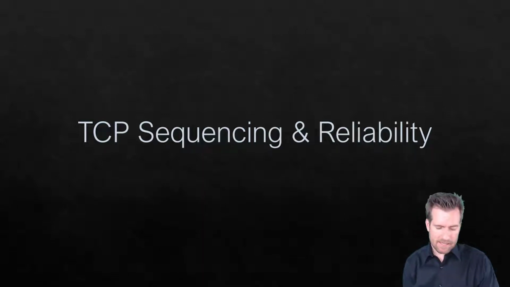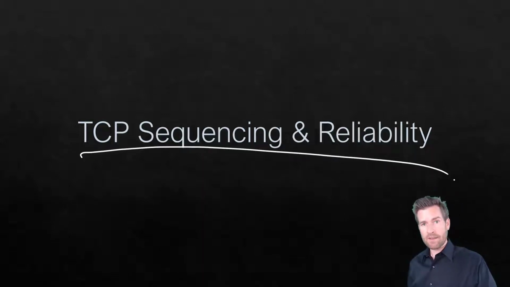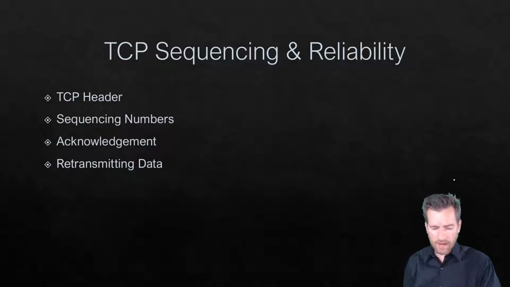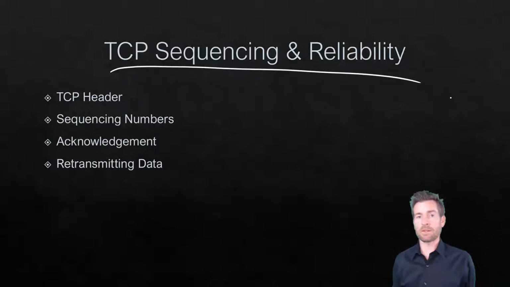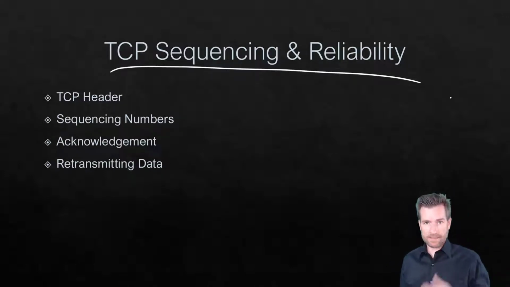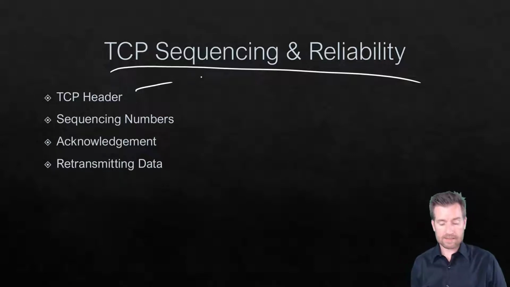Next up, TCP sequencing and reliability. Now we've already talked about TCP sequencing and reliability, but this time we're going to take it a step further and look at those mechanisms that actually do this. So we're going to take a look at the TCP header.